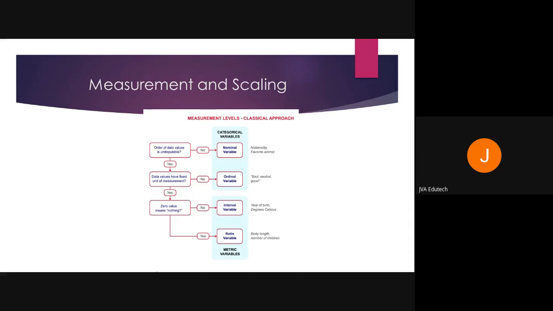The moment the differences are not equal, meaning distances are not equal, it becomes an ordinal variable.